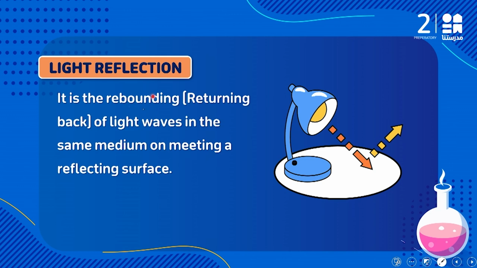So it's just a rebounding or returning back of light waves in the same medium on meeting a reflecting surface. Like here in this picture, the light coming from the lamp falls on the reflecting surface, and the light is going to reflect, bounce back, or return back again. When does the light return back? When it falls on a reflecting surface.